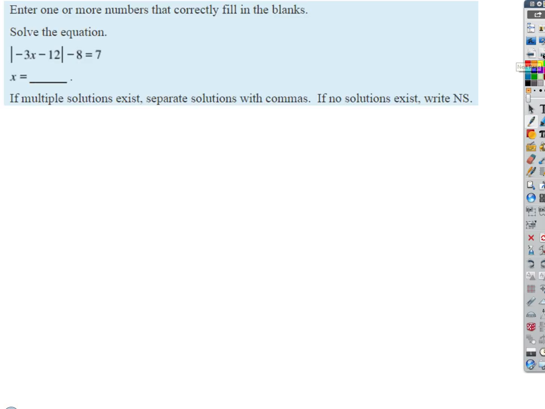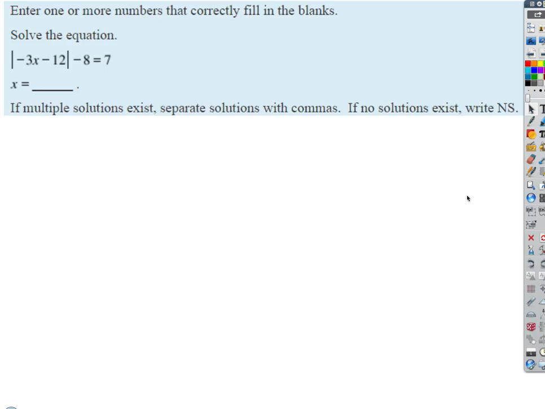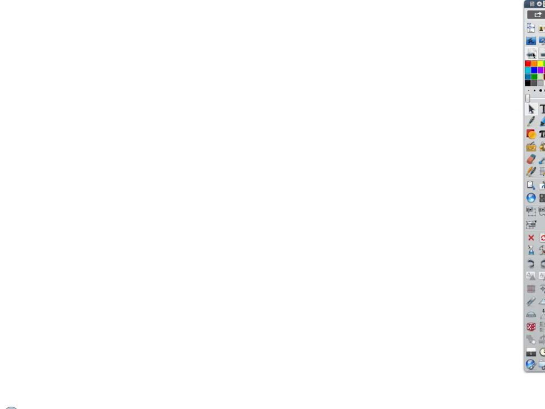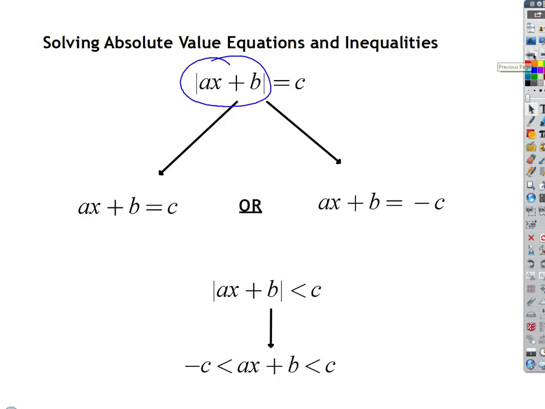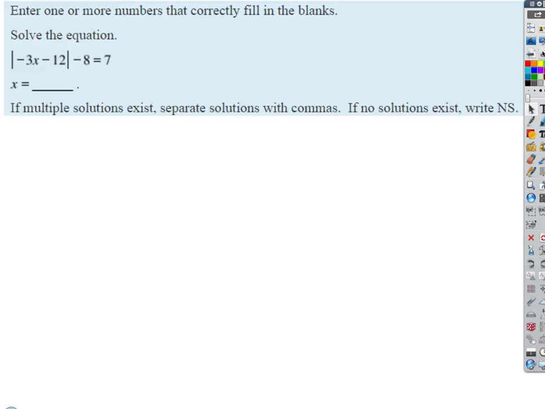Okay, so can I make my trade yet? I can't, right? That doesn't quite look right yet. It doesn't yet quite look like that, does it? What do I have to do first before I can make my trade? Yeah, I've got to get rid of the 8. I've got to get the absolute value bars isolated, and then I can make the trade. So there's one step there. I heard it. What was it again? Add 8. Good. Add 8 to both sides, right?